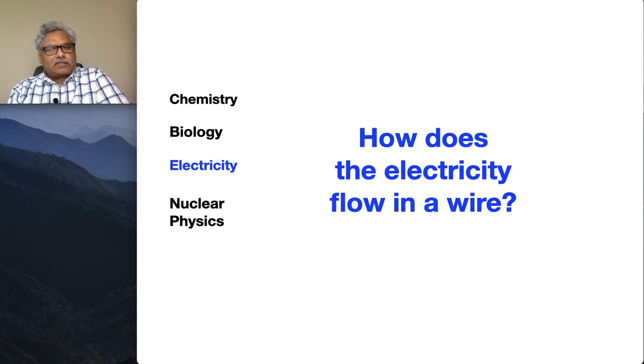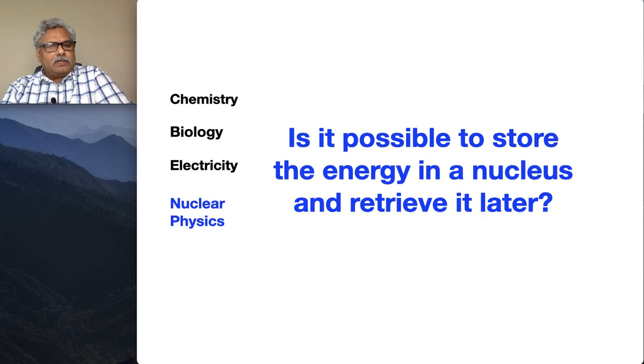How does electricity flow in a wire? Does it flow from anode to cathode or cathode to anode? When you look at the nucleus of an atom, is it possible to store energy in a nucleus and retrieve it later? Can we use the nucleus as a battery, as a cell?